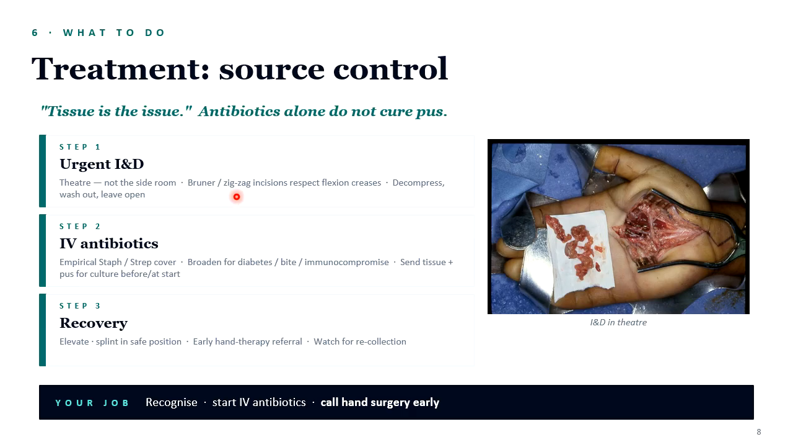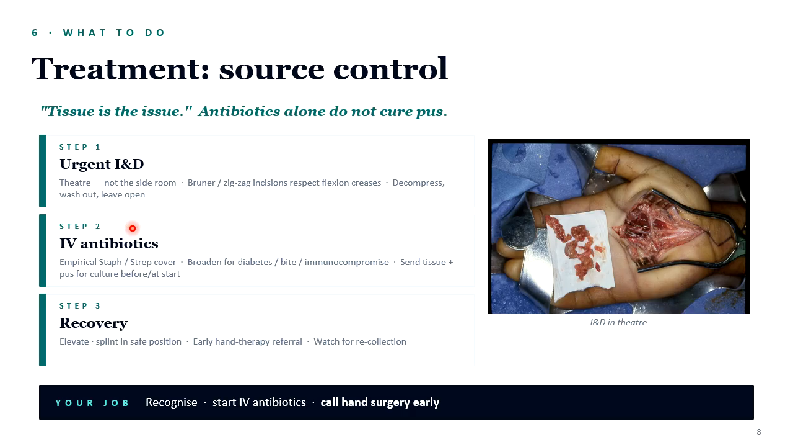You can use Brunner's or zigzag incisions, but you have to respect the flexion creases of the hand. You should decompress, wash out, and leave open, as you can see has been done in this picture on the right. You then simultaneously start the patient on IV antibiotics.